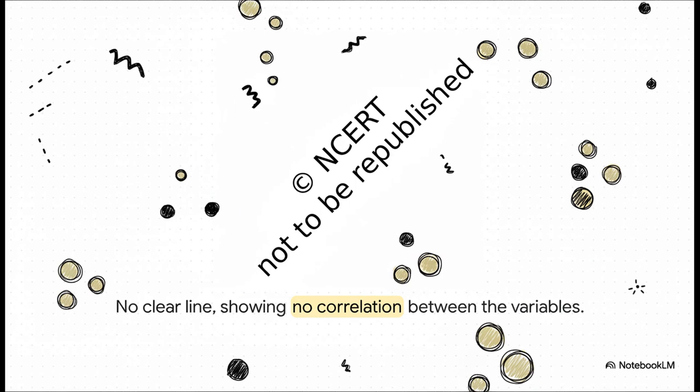And finally, look at this. The dots are just all over the place. There is no pattern, no direction, nothing. It's a complete mess. This, baccho, is what it looks like when there is absolutely no correlation between two variables.